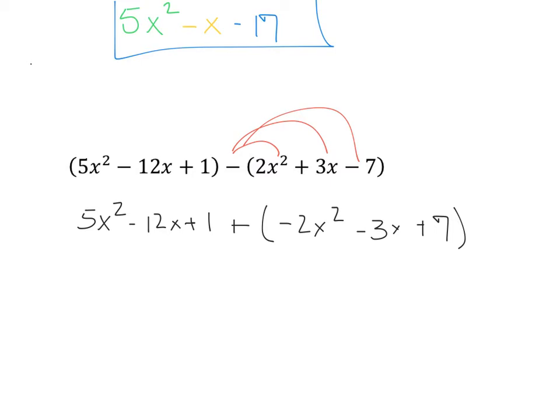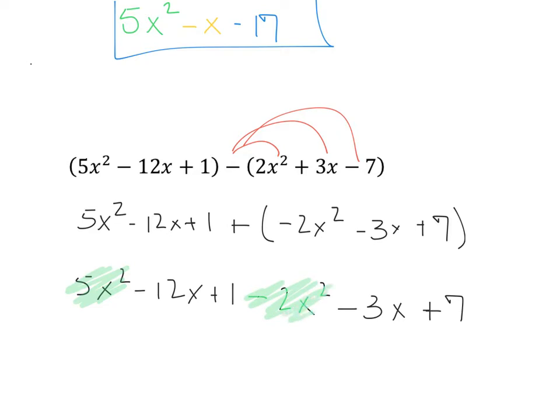If you want to write it like that, that's fine, but I prefer just to realize that this negative here, the negative 2x squared, will override this positive, so I ultimately just make it a subtraction and then combine my like terms. Okay, so I'm going to now look at my like terms. I see 5x squared is like with negative 2x squared. I see that negative 12x is like with a negative 3x. I also see that this 1 is like with this positive 7.